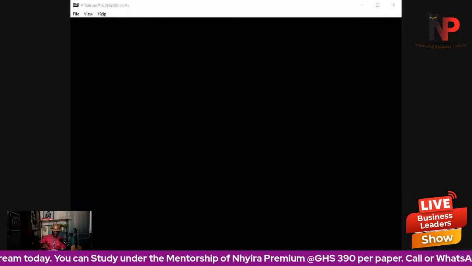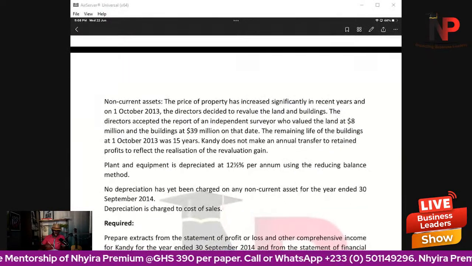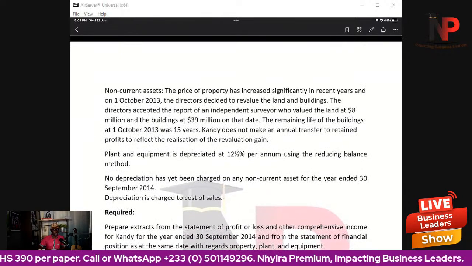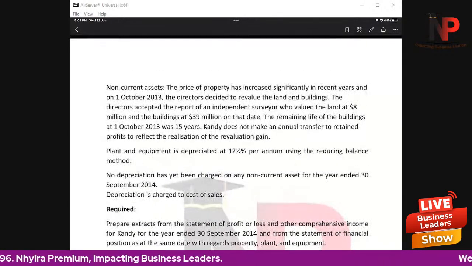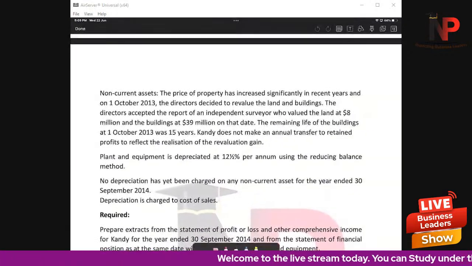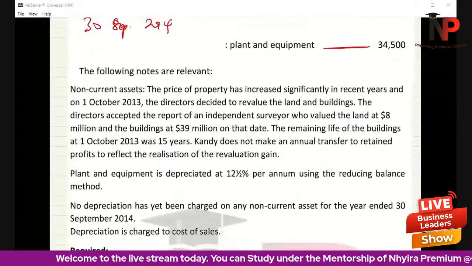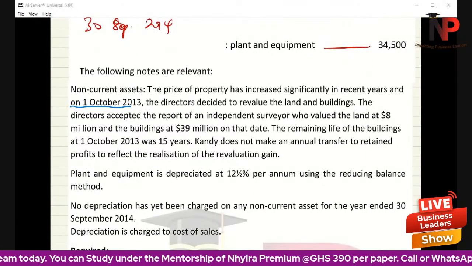So let's move on with the reading. Now we go to the notes, and then we can see the additional information provided to us, and then we can work with that. So let's see what we have here. So the price of property has increased significantly in recent years, and on 1st October 2013, the directors decided to revalue the land and building.